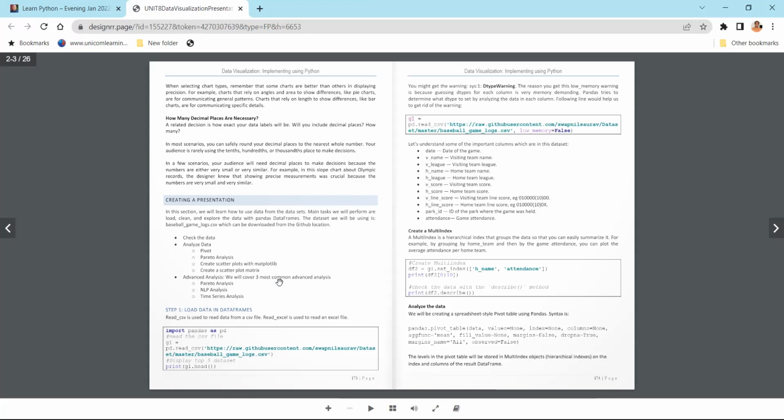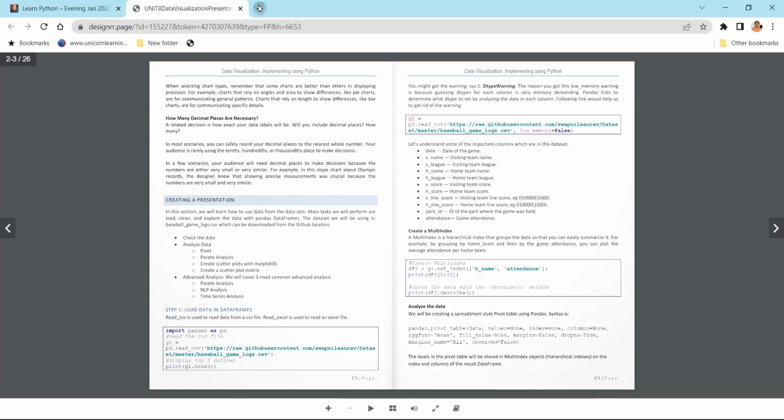This first exercise talks about the pivot concept in Python, how to do pivot analysis in Python. Then you have Pareto analysis. What is Pareto analysis? It's called the 80-20 rule. So what it says is, 80% of the stuff is done by 20% of the people. Okay, we'll talk about it as we go along.